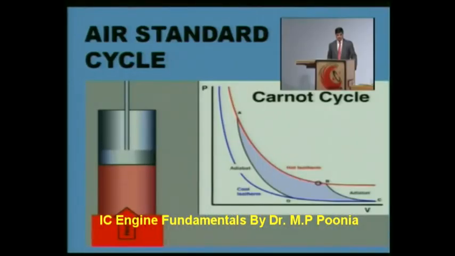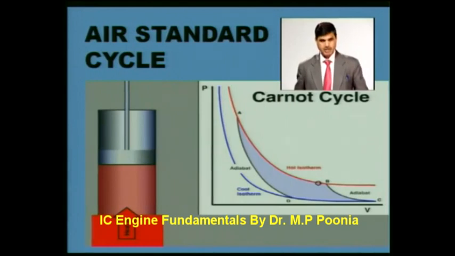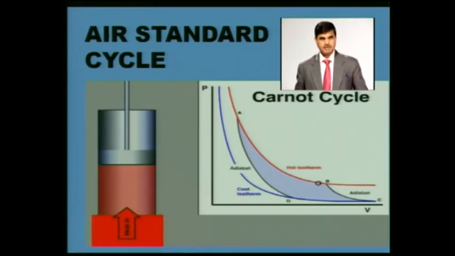The foremost cycle is the Carnot cycle, which is most efficient, and it is also termed as the air standard cycle. The name air standard has been given here because the working medium, the working fluid in this cycle, is air. If air is the working medium, we are assuming that the composition of this air during the cycle, the properties of air, particularly its specific heats, will remain constant.